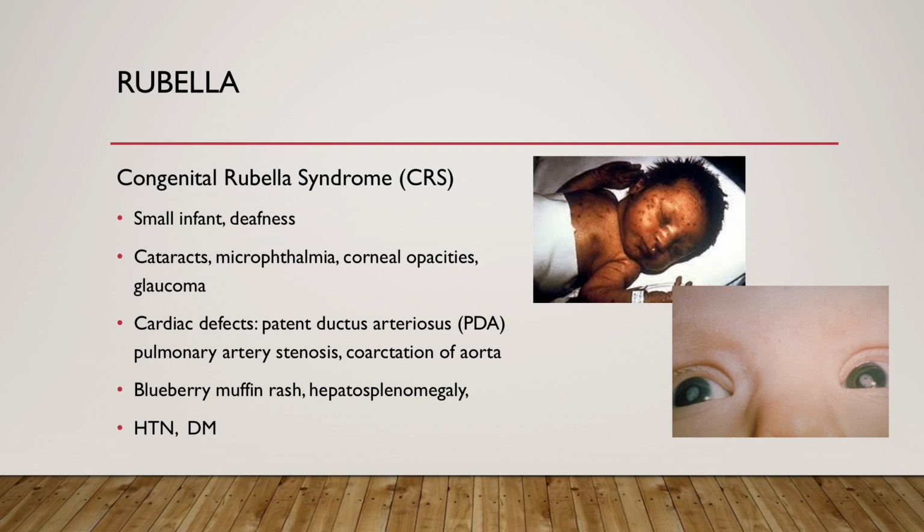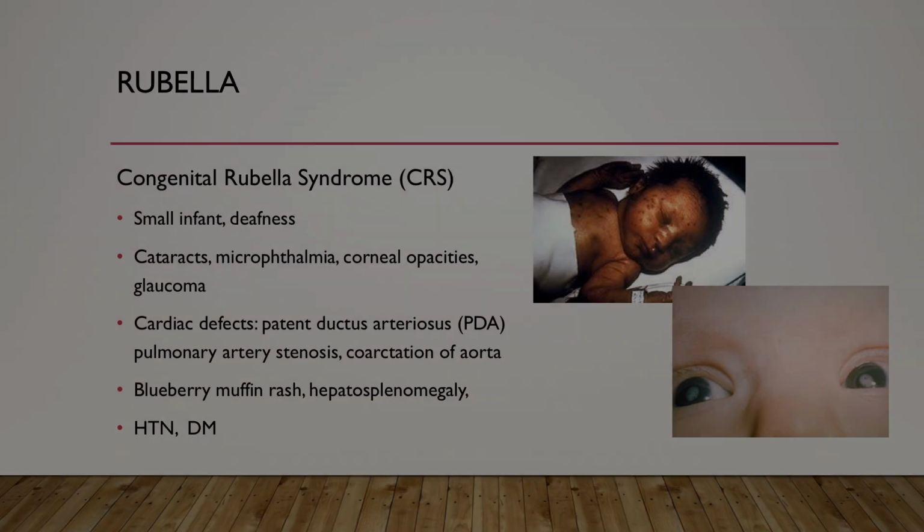There are many cardiac defects, most notably PDA, pulmonary artery stenosis, and coarctation of the aorta. PDA is patent ductus arteriosus. Blueberry muffin rash is also seen in rubella. However, this is not specific for rubella, as other TORCH infections may also cause this rash. Hepatosplenomegaly is also seen. Later manifestations of congenital rubella syndrome can also be hypertension and diabetes in the young child.